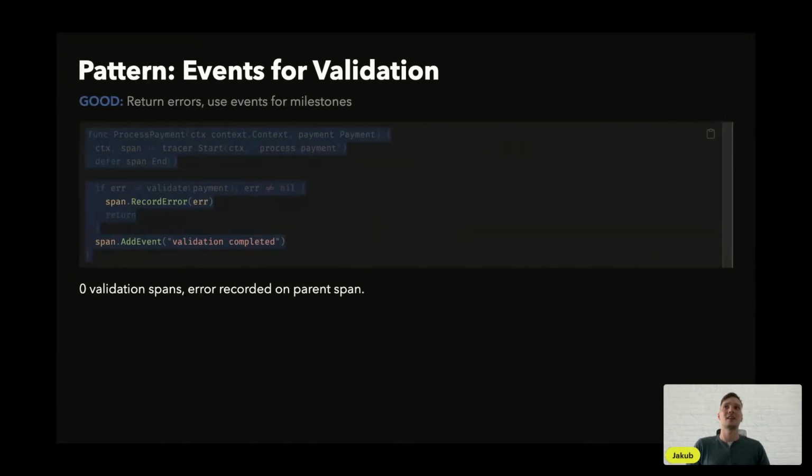What you can do instead is you can just return an error, and that's easier. I think this is a wrong example in my presentation. Sorry for that. So the validate payment could return an error, and this is what we see. We are recording an error on the parent span. If you want to be explicit, we can also use the add event that will tell that the validation was completed. And this is free. The event is just the metadata of the span.